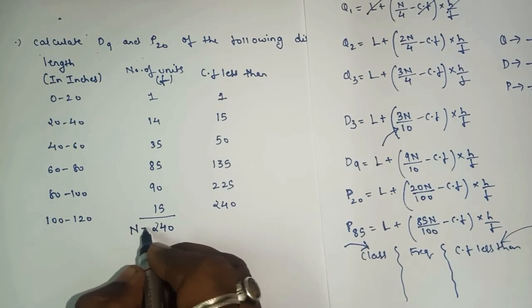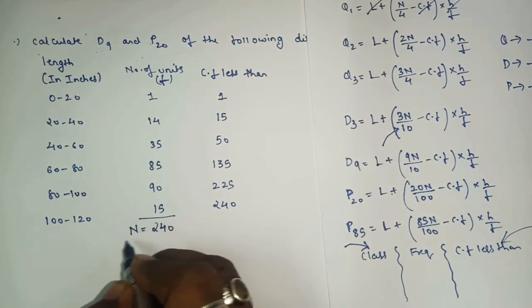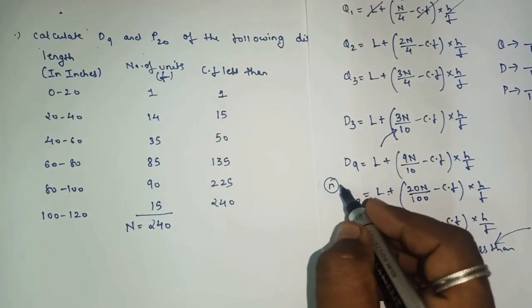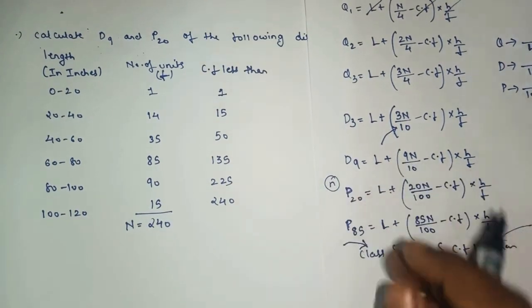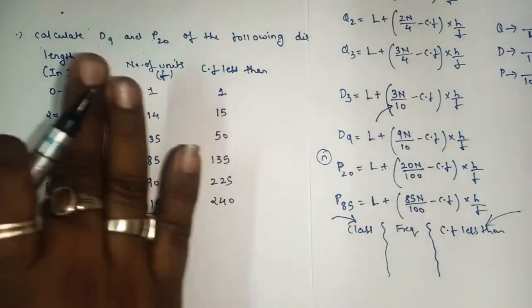This and this have to be the same. So this is known as what? N. So here for type number 3, we use capital N in place of small n. Small n is for type number 1 and type number 2. I hope you all understood till here.